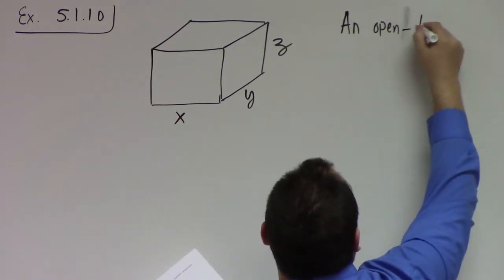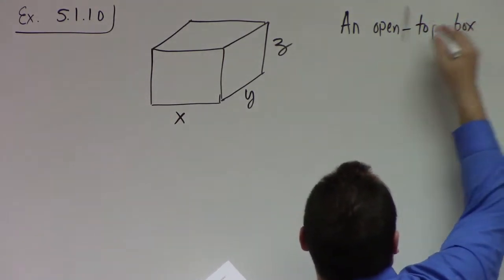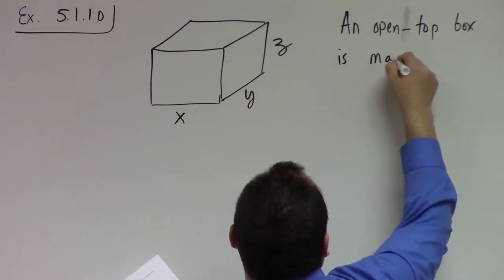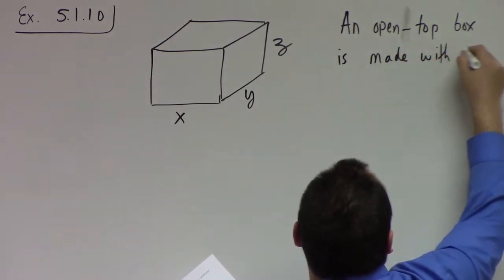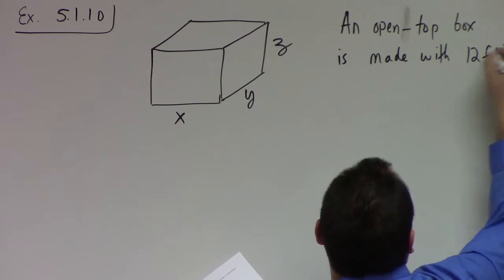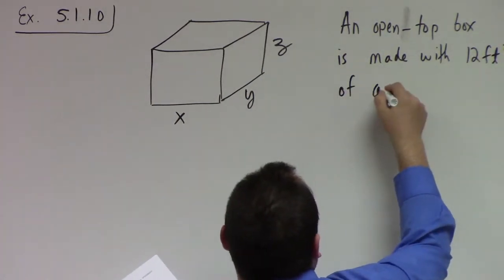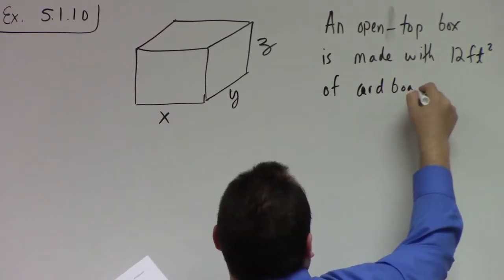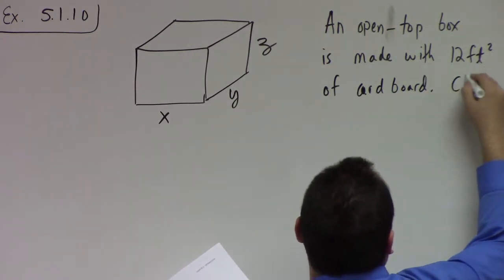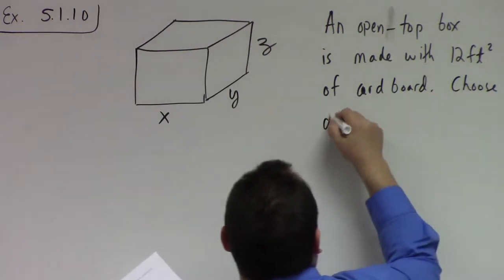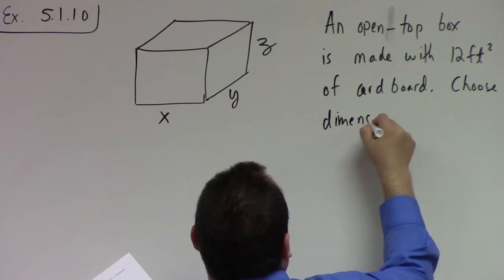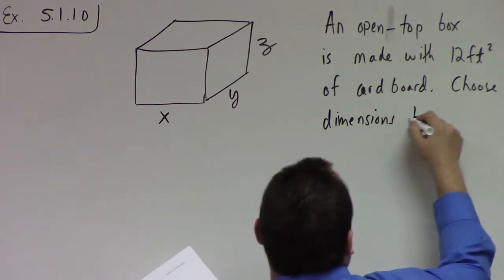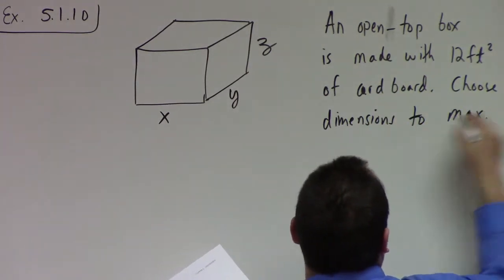So an open top box is made with 12 square feet of cardboard. Choose dimensions to maximize the volume.